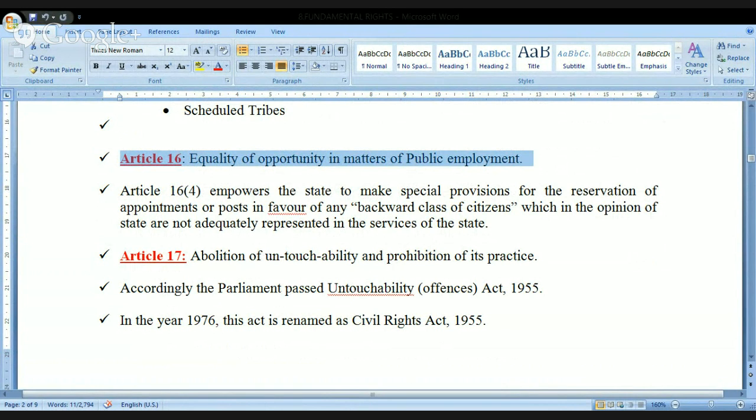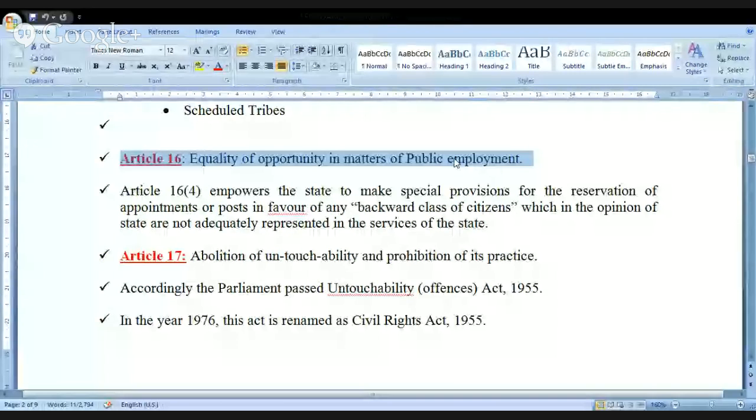What do you mean by public employment? When I use the word public employment, these are the employment opportunities under the government. Maybe the central government, maybe the state government. There should be no discrimination and the opportunities should be open for all the people equally. That is the basic idea. And this particular article is providing equality of opportunity in public employment.